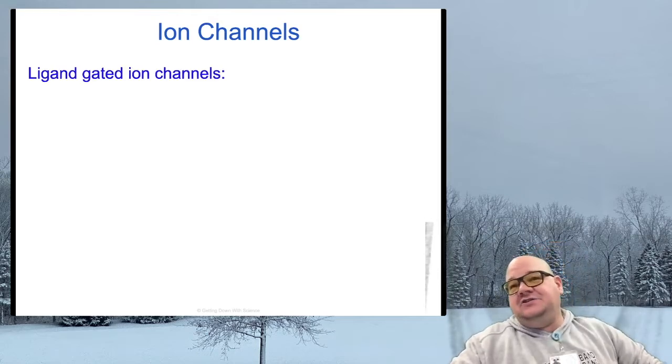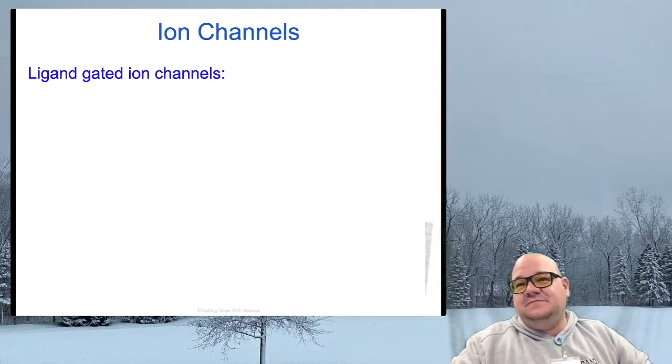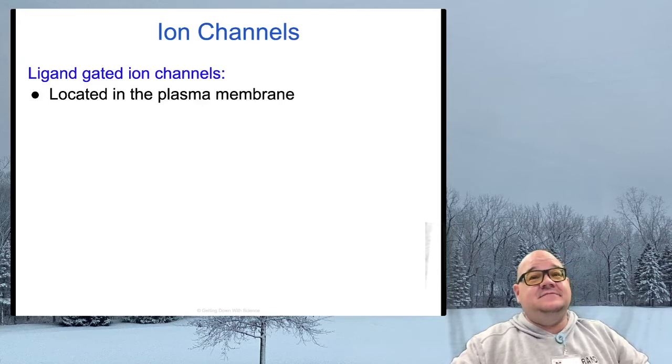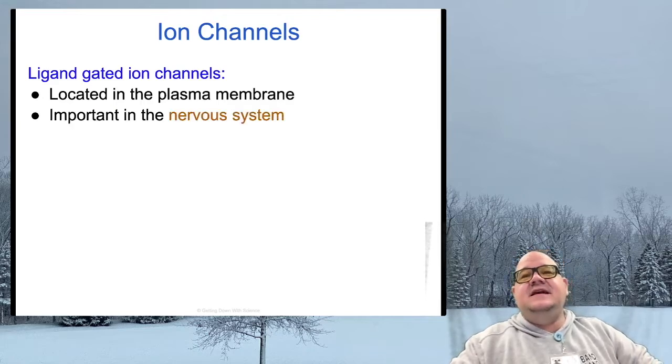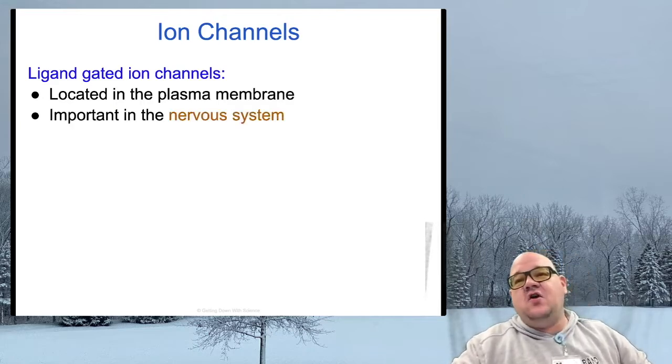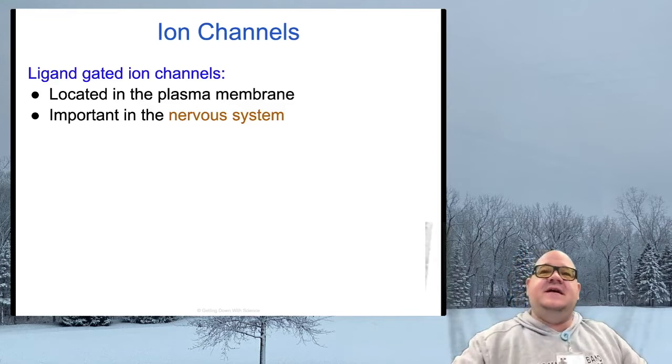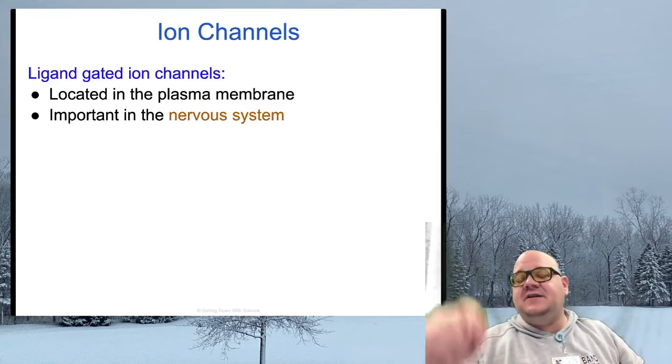Ligand-gated ion channels, probably something you've seen but never named quite this way. Just like the G protein, this one is located in the membrane. These are super important to the nervous system and propagating a signal through a nerve.